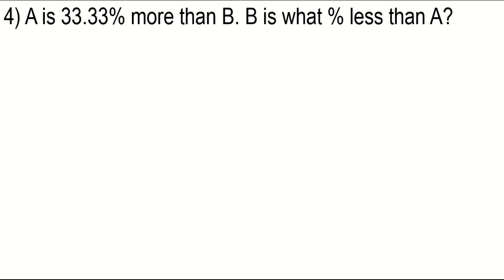Next example. A is 33.33% more than B. B is what percent less than A? Now, choice is mine. I can assume B as 100 or a multiple of 3. Similarly, if I look at 33.33%, it's 1 by 3. To ease my calculation, I am going to assume B as a multiple of 3. So let's assume B as 300. So A has to be 4 by 3 of B. So A comes out to be 400.